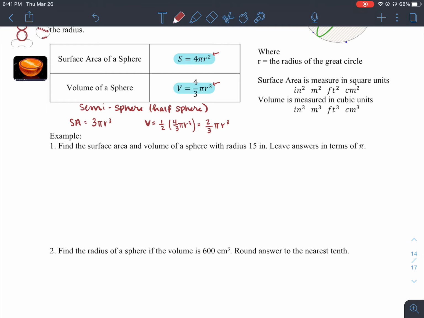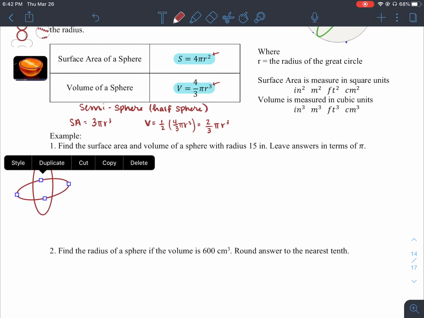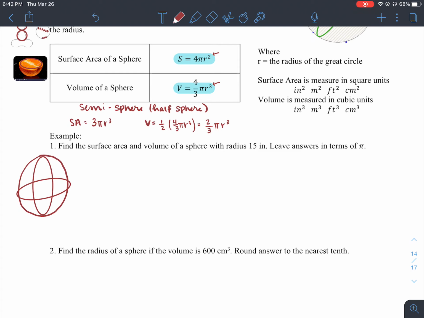In example number 1, we have to do 2 things. We have to find the surface area and the volume of our sphere. Now, we don't have a picture. We could try and draw a picture. Spheres are not typically the easiest thing to draw. What you would do is draw a lot of ellipses, a lot of ovals. We're going to try and make this. That's not terrible. It's not the best, but we're going to try our best. That's not so bad, but it's not the easiest. You do not need to draw a picture of a sphere.